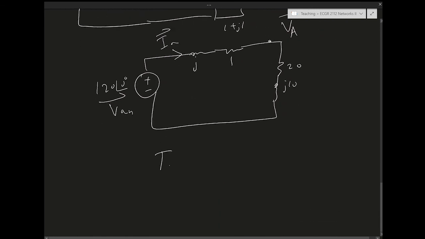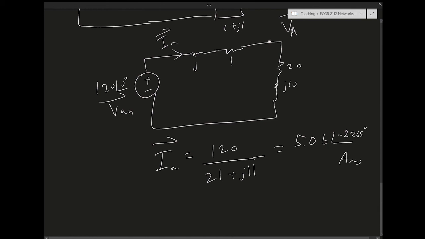IA is easy. IA is just 120 over the total impedance, which is 21 plus J11. The total imaginary reactance is 11. So you just do this math. This becomes 5.06 with the angle of minus 27.65 degrees ARMS.